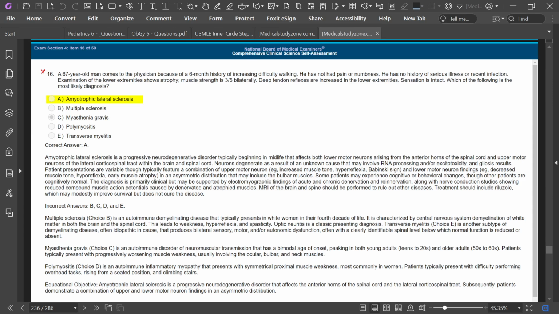A 14-year-old girl brought to the physician because of 18-hour history of.